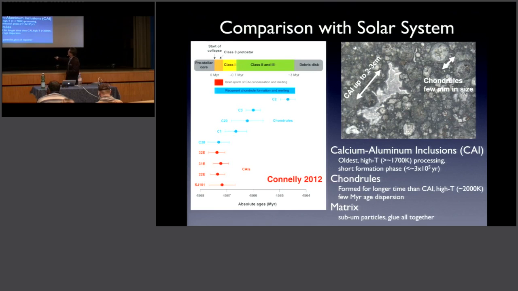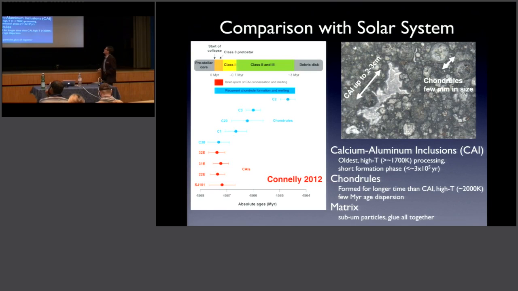The chondrules, on the other hand, form over a time scale of a few million years. In fact, the dispersion of the ages of the chondrules is, roughly speaking, 3 million years, which again is consistent with the typical duration of the class 2 phase, as I said yesterday. So the idea is that the CAIs are consistent with being formed at the very beginning of the life of the disk, and the chondrules are consistent with being formed throughout the lifetime of the disk during the planet formation phase. Okay.